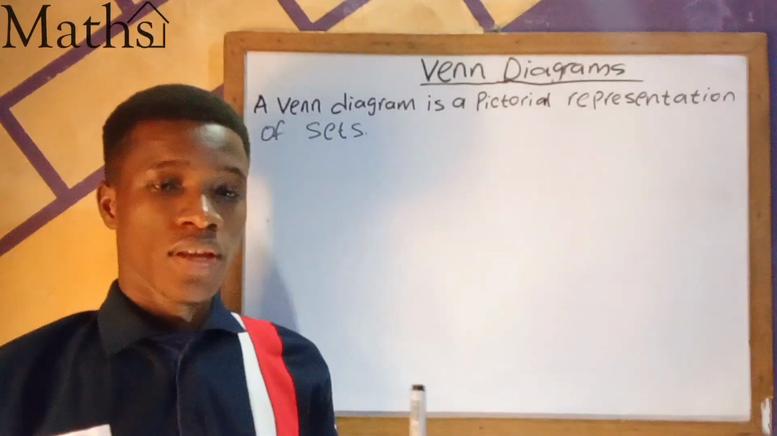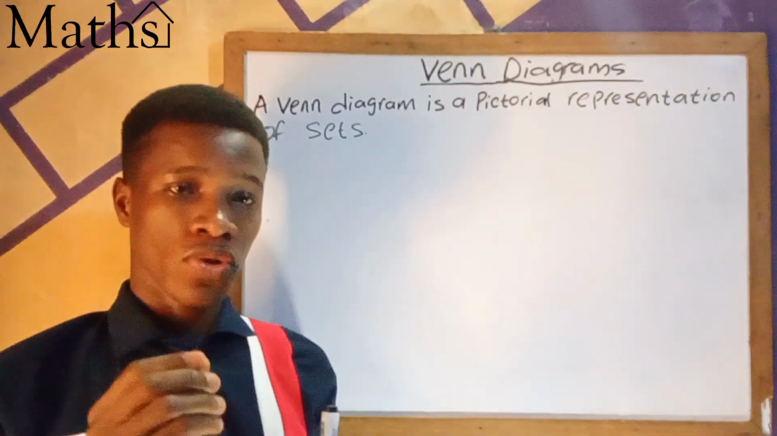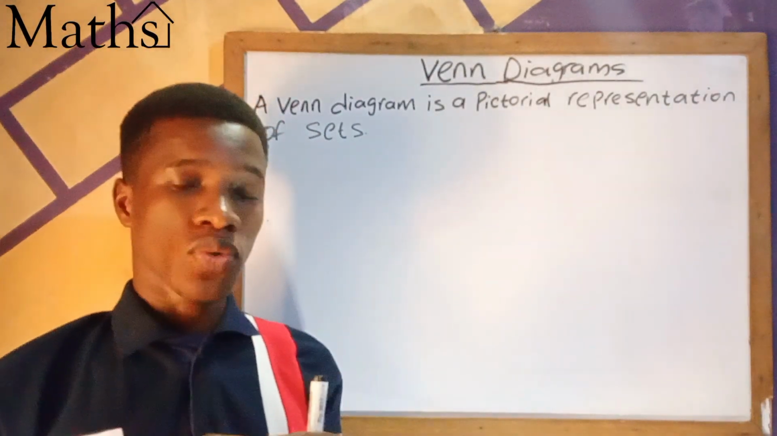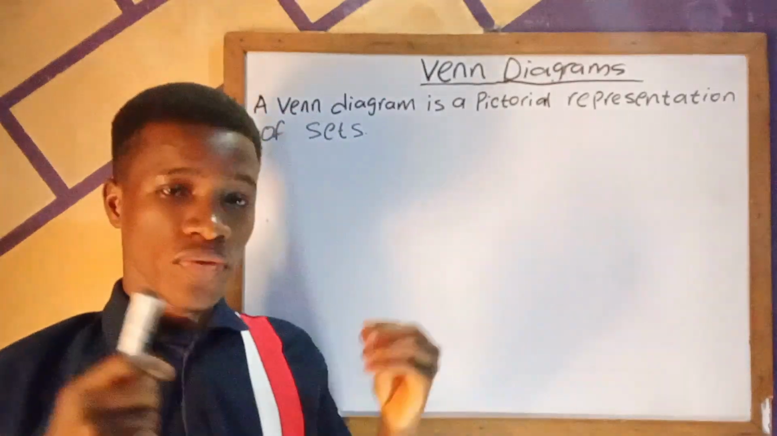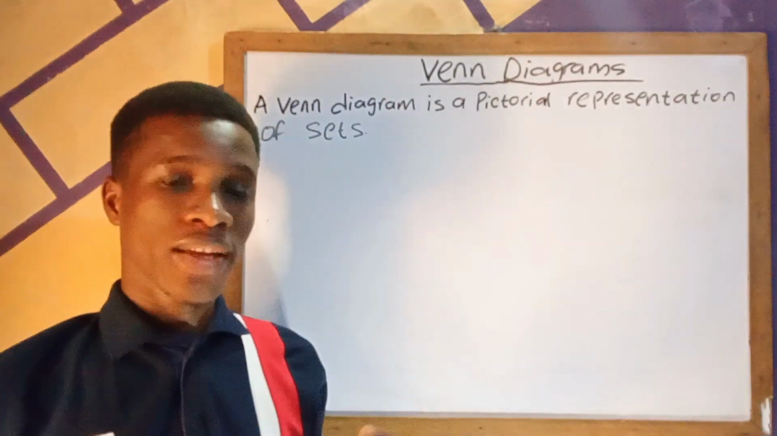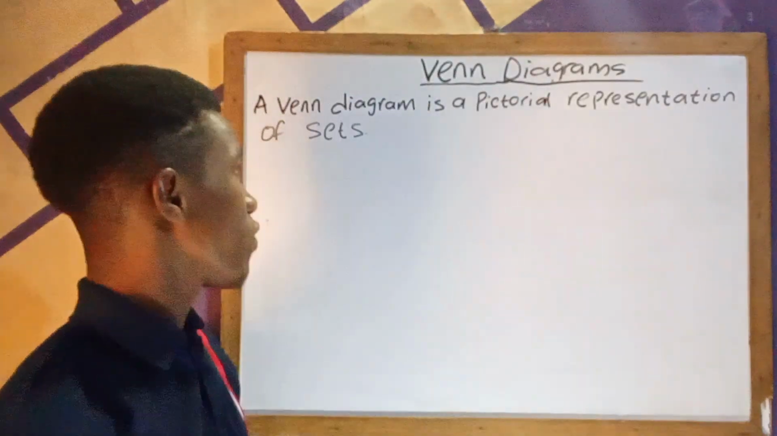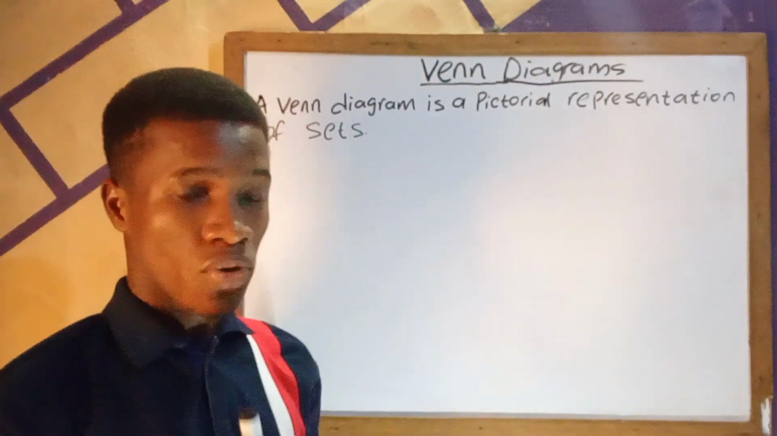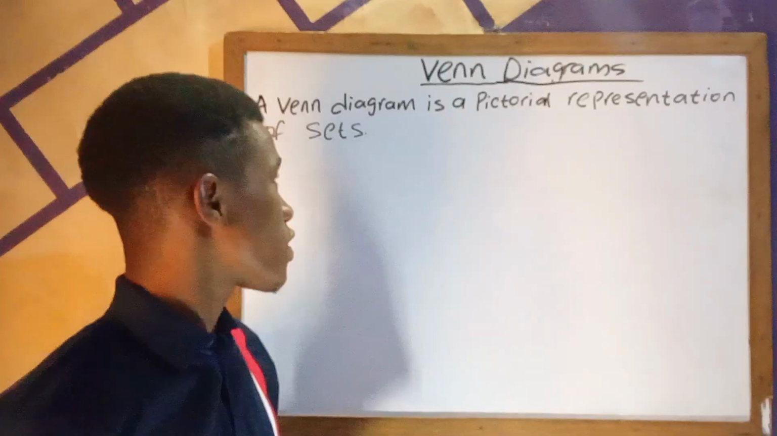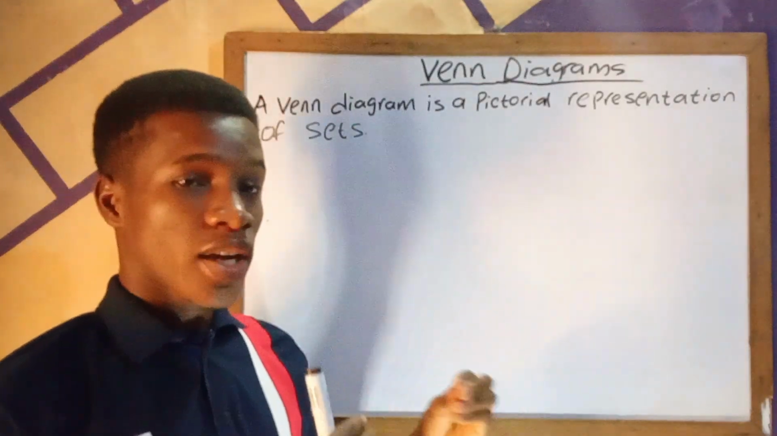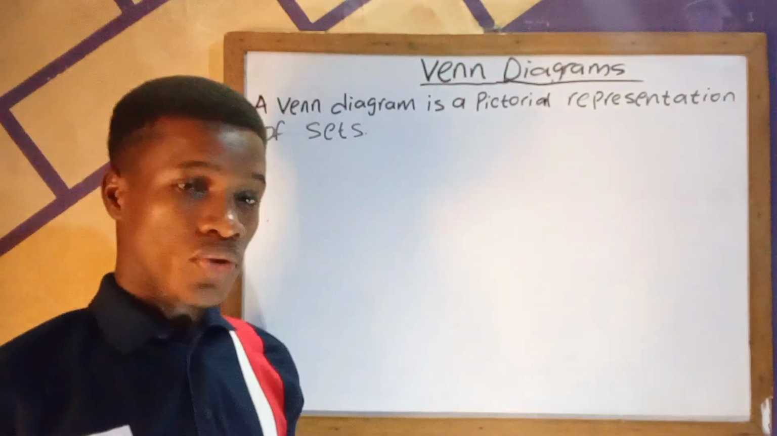Sets can be represented diagrammatically using closed figures, and these diagrams are what we refer to as the Venn diagram. This method of set representation was developed by the English mathematician John Venn in the 19th century. From what we have here, we say that a Venn diagram is a pictorial representation of sets. Now, this gives us a clear picture of the operations of sets.